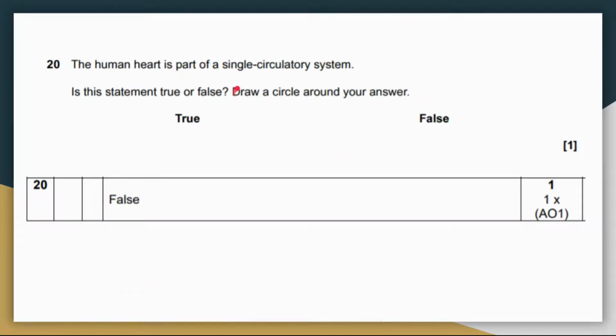The human heart is part of a single circulatory system. Is this statement true or false? The answer to that is going to be false. It's part of a double circulatory system, and that's because there are two circuits involved. So there's the pulmonary circuit, which takes blood to and from the lungs and the heart, so between the lungs and the heart. And then there's the systemic circuit, which takes blood to and from the heart and the rest of the body. So it's a double circulatory system rather than a single.